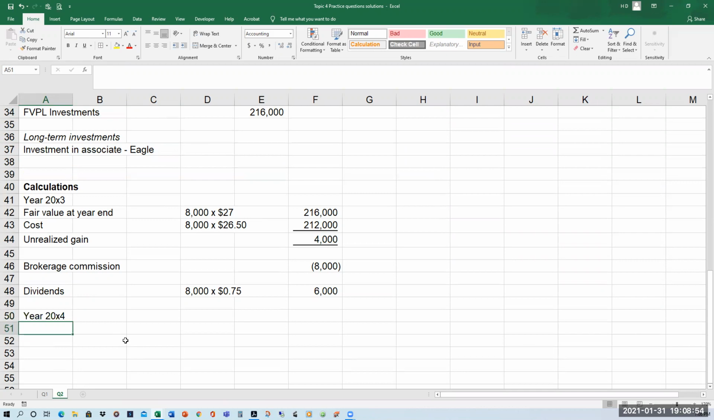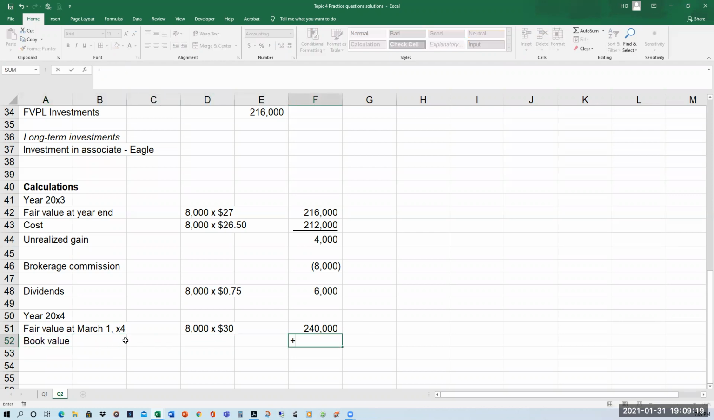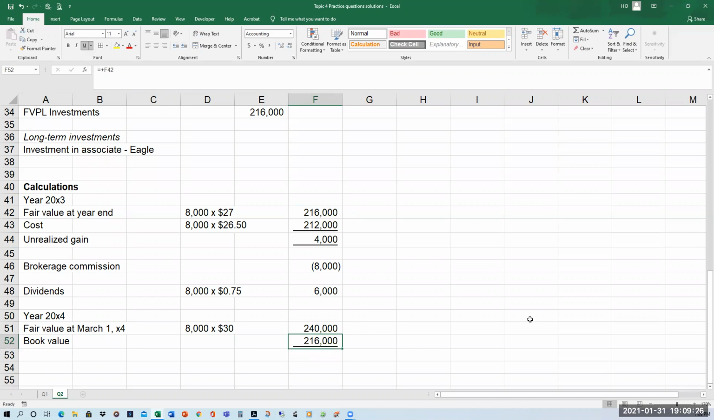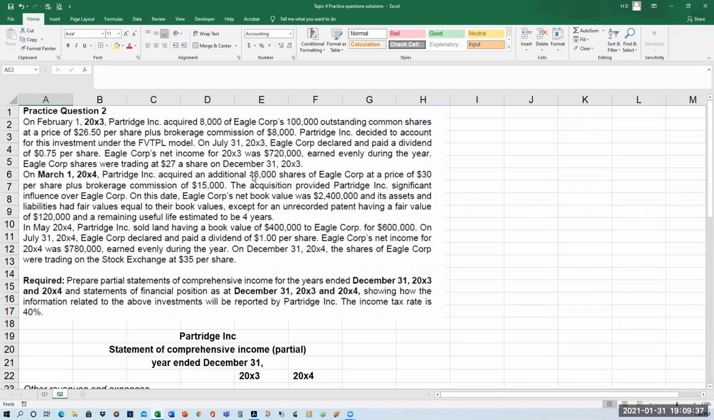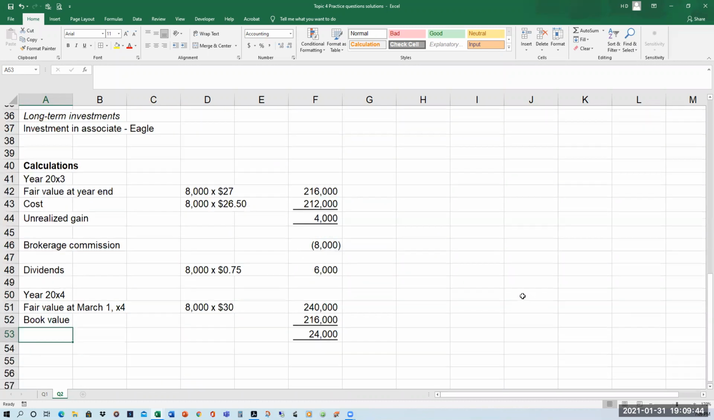So we have fair value at March 1st, year 4, the 8,000 shares have a fair value of $30 a pop now. And their carrying amount, book value, the last time we had done fair value adjustment was December 31st. The book value is $216. So we're looking at a reclassification gain of $24,000. Easier to follow it as the difference between the $27 and the $30. $3 increase in stock price, 8,000 shares, 8,000 times 3, that's our $24,000.